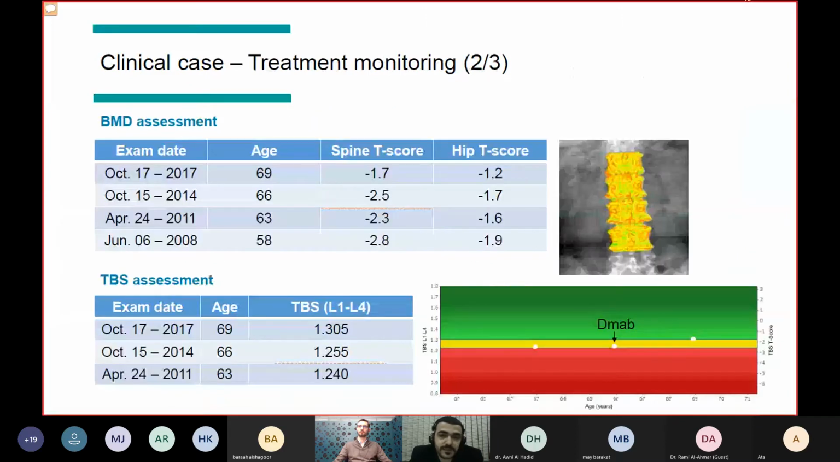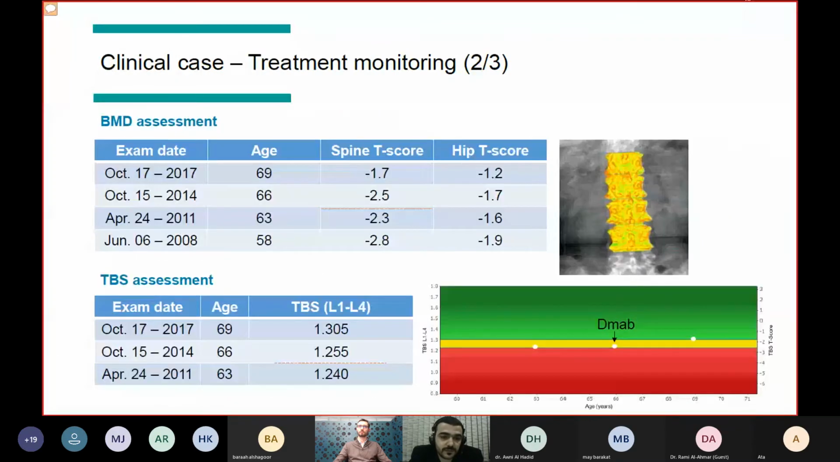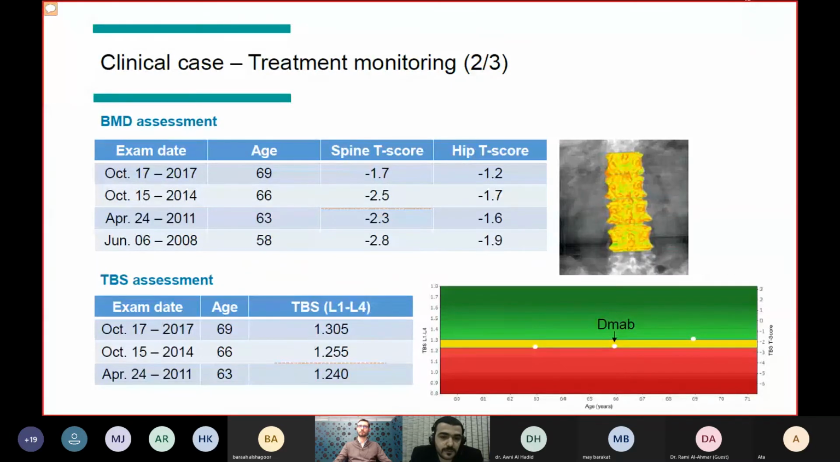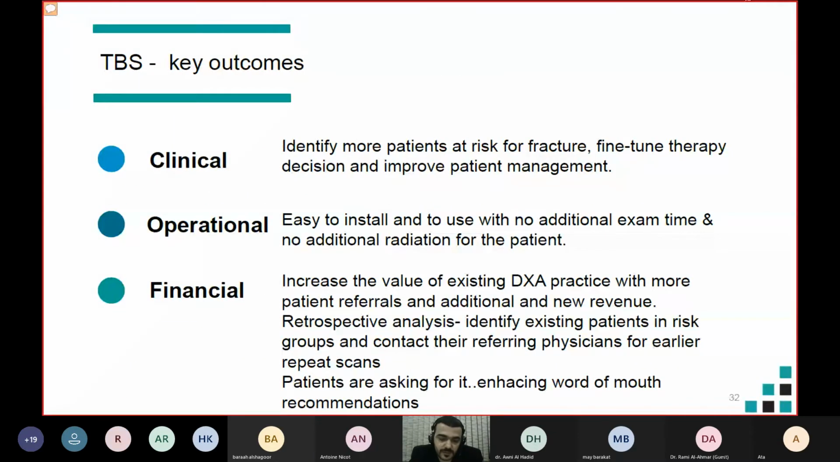Okay, we have another clinical case. I will try to pass it quickly. And we have here another example. As you can see, the right decision was made. Under denosumab, the TBS was increasing over time. So this patient was treated well, and I will distribute the presentation at the end.